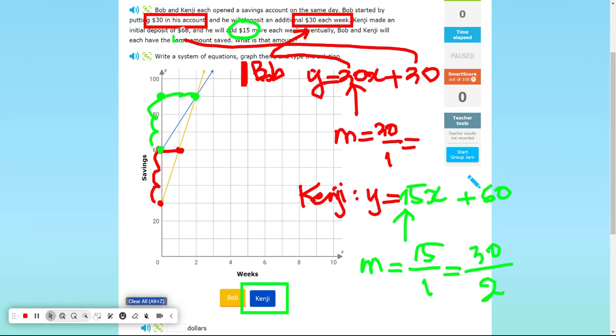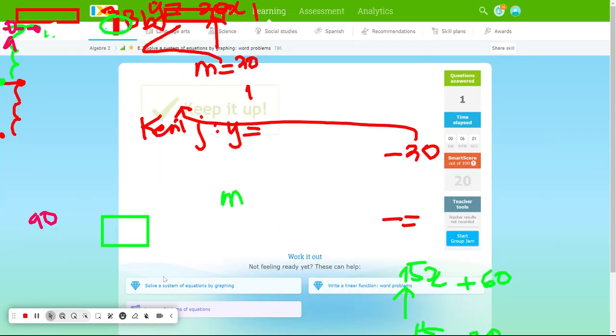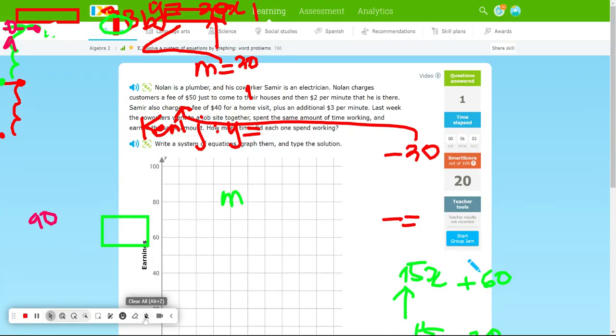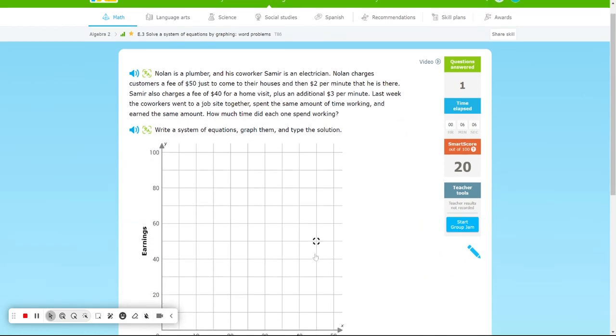So now I can answer. They ask how many dollars. Take a look over here: this is where they intersect. So how many dollars? I go to the y-axis, and this is $90. So the answer should be $90. They ask for the money, so you go to the y. I put in $90, submit, and I should be correct. Voila. Let's clear this out. We got 20 points.